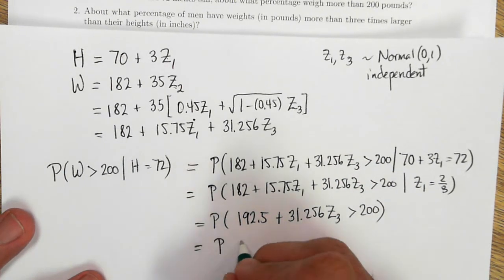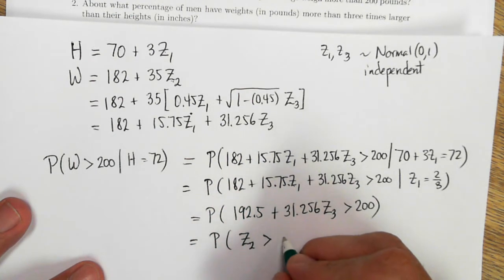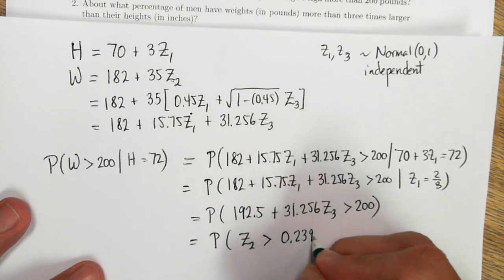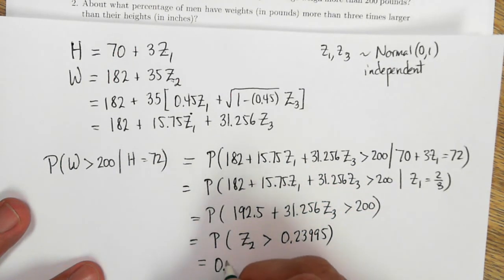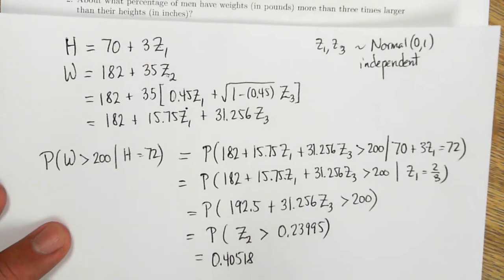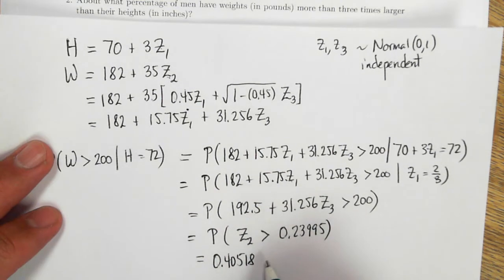So that's the probability that a standard normal random variable is bigger than 0.23995. And then using the calculator, we find this to be about 40.5%. And so that's the probability that somebody that is 6 feet tall weighs more than 200 pounds.